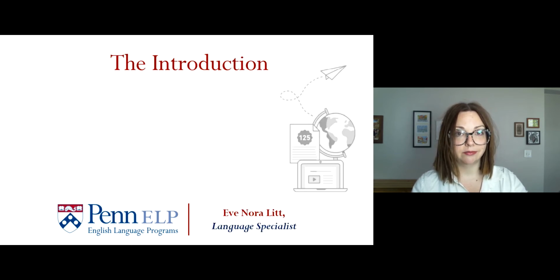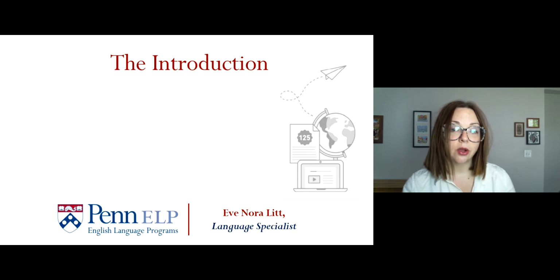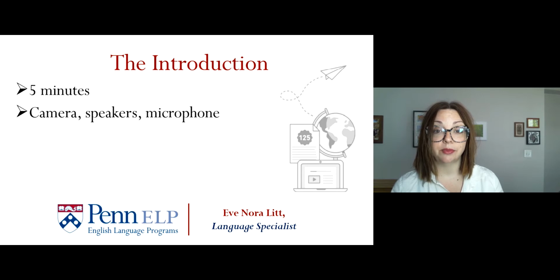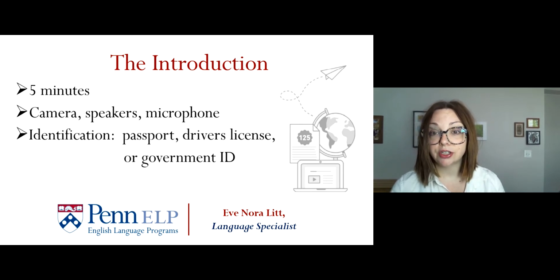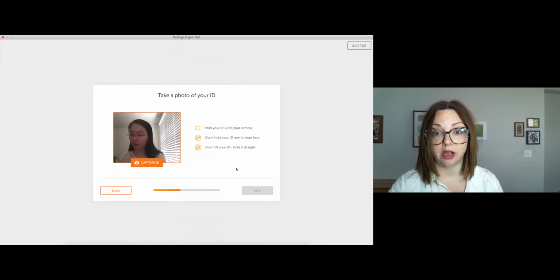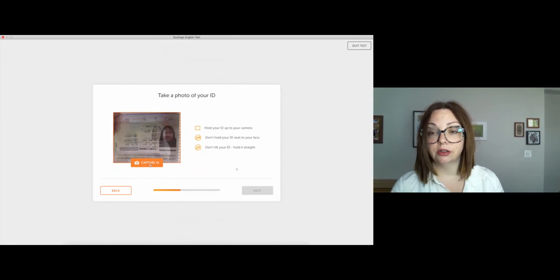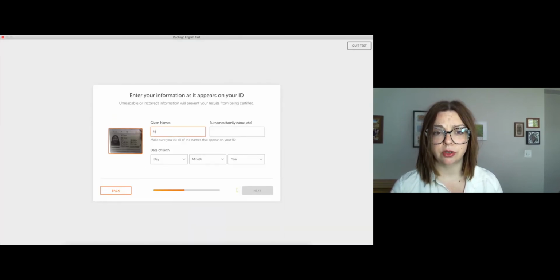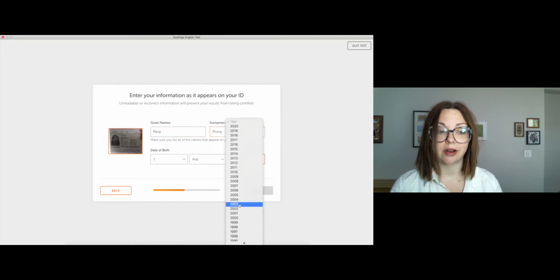Let's start with the introduction. This section is only about 5 minutes long. And in this section, the candidate has a chance to set up their camera, speakers, and microphone. This is important because of the test security measures that Duolingo takes to ensure that the test-taking experience is valid and protected. Candidates should have their identification ready to show the computer camera. And identification could include a passport, a driver's license, or a government ID. This helps Duolingo be able to certify a score.